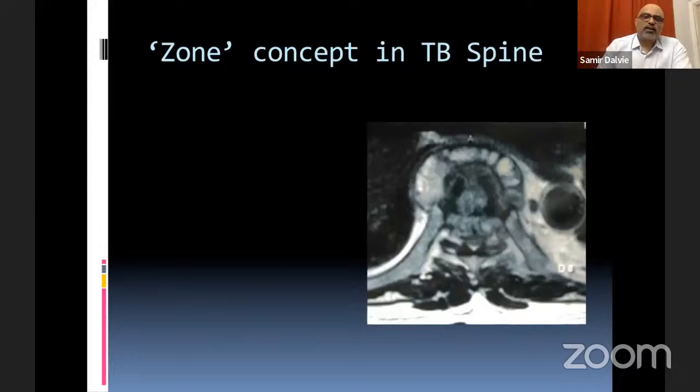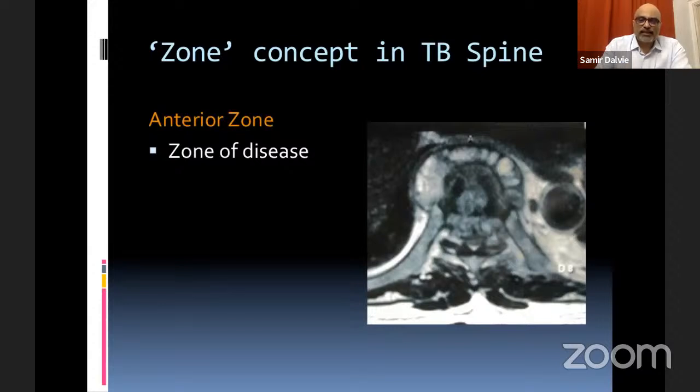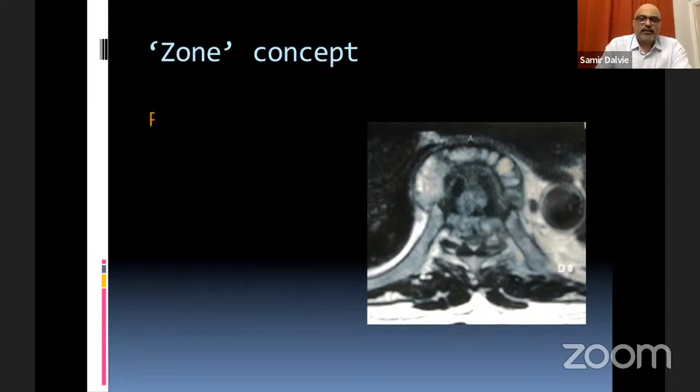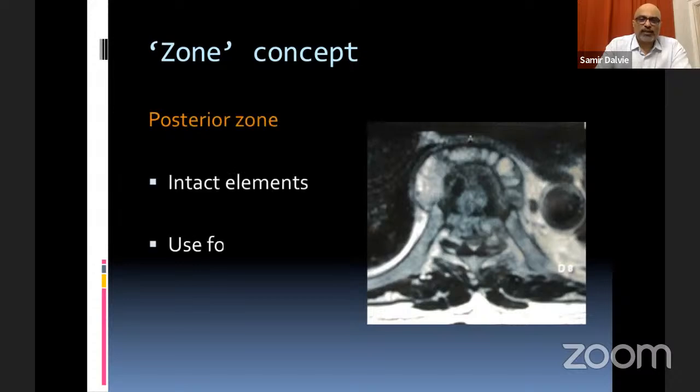Here we now come to the zone concept in TB spine when we are planning these. So there is an anterior zone, because as we know, TB is an anterior disease, and the anterior zone is a zone of disease. And this is used for decompression and debridement and reconstruction, because that is where the disease lies. And then there is the posterior zone. So the posterior zone has intact elements. In a normal TB spine, the posterior zone is intact, and this can be safely used for instrumentation and fusion, because the disease is anterior, the disease is not posterior.